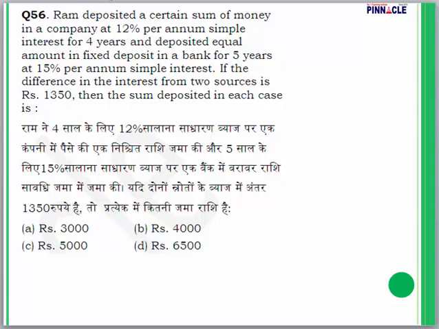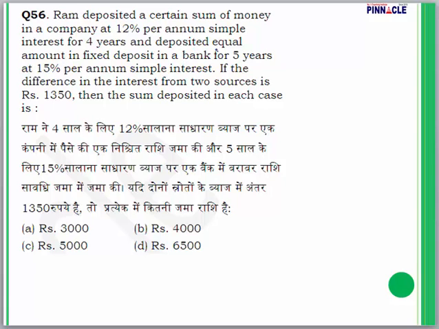Question number 56. Ram deposited a certain sum of money in a company at 12% per annum simple interest for 4 years and deposited an equal amount in a fixed deposit in a bank for 5 years at 15% per annum simple interest. If the difference in the interest from the two sources is 1350, then the sum deposited in each case would be how much?